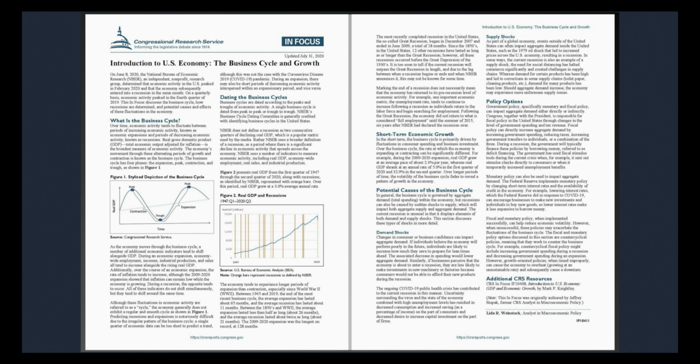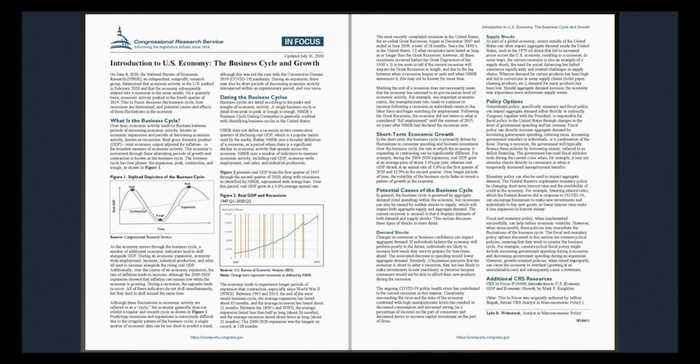In some ways, the current recession is also an example of a supply shock. The need for social distancing has halted commerce significantly and created challenges in supply chains. Whereas demand for certain products has been high and led to corrections in some supply chains, toilet paper, cleaning products, etc., demand for many products has been low. Should aggregate demand increase, the economy may experience more unforeseen supply issues.